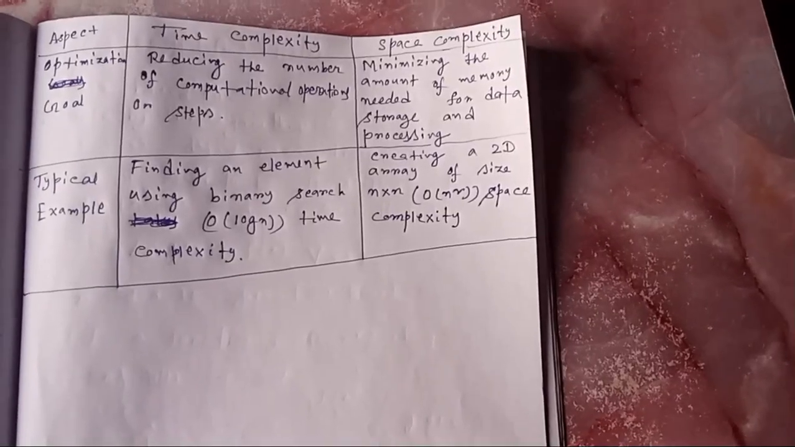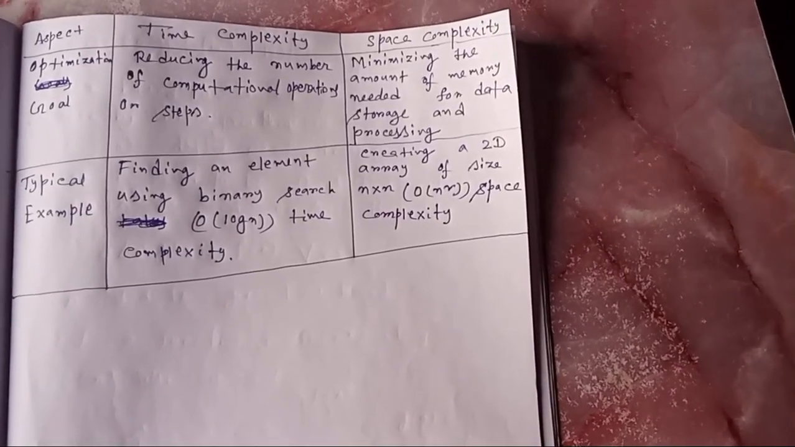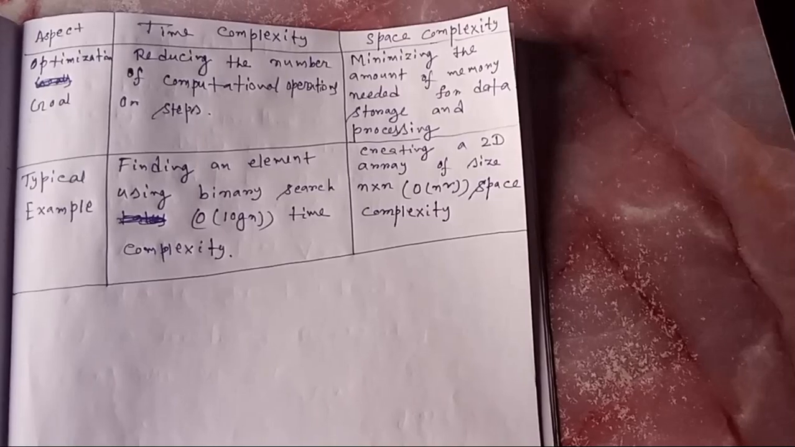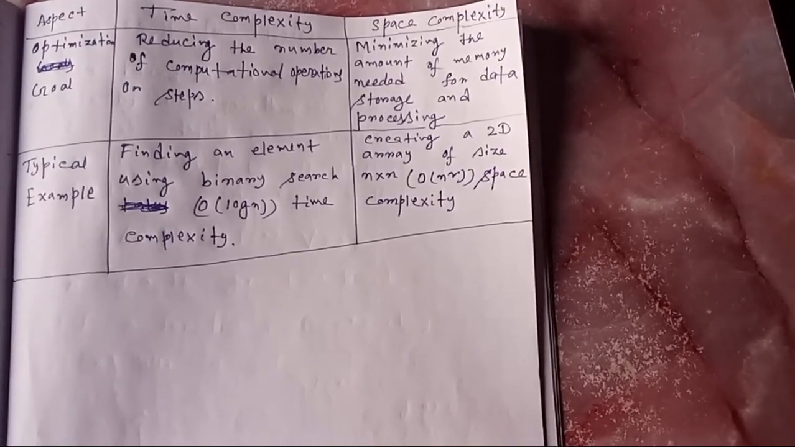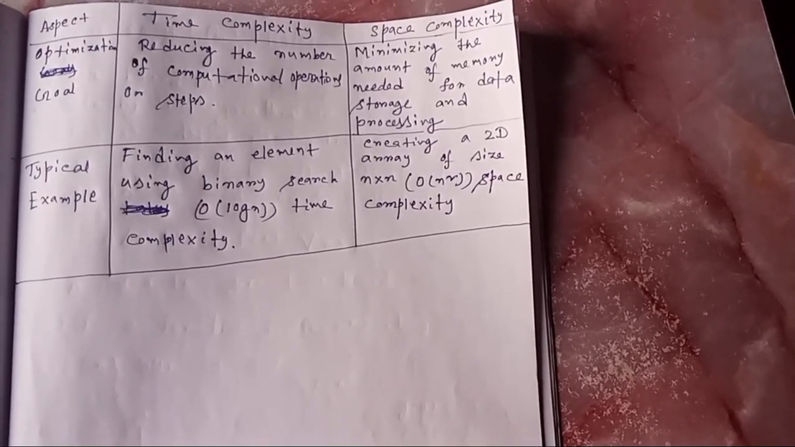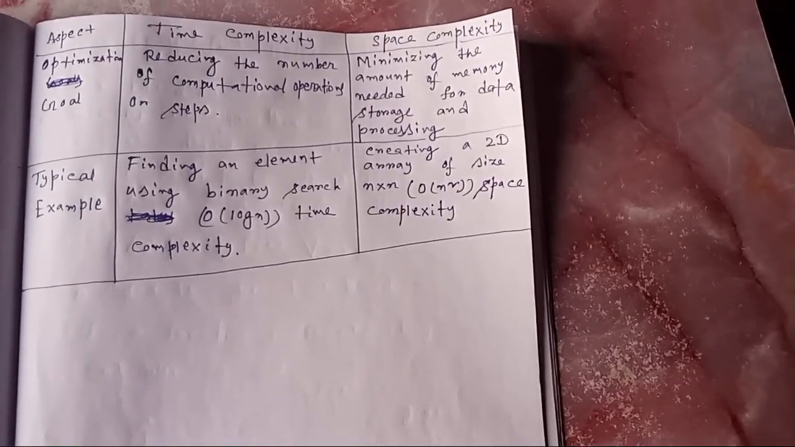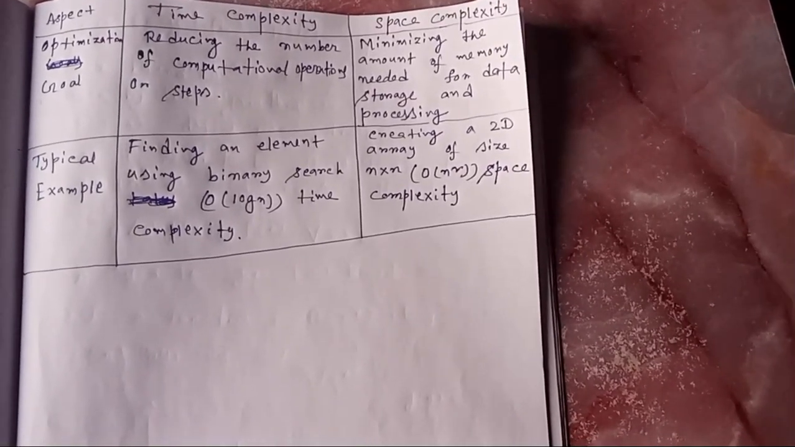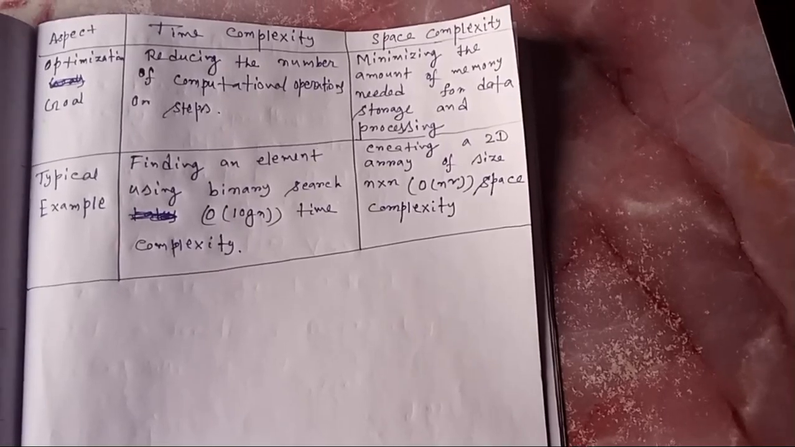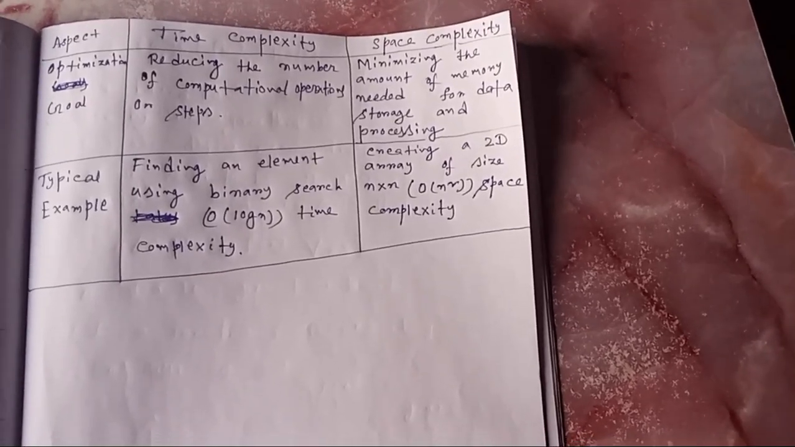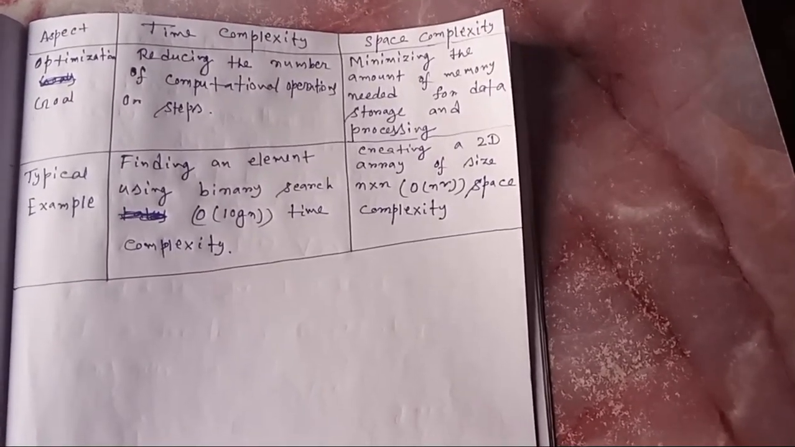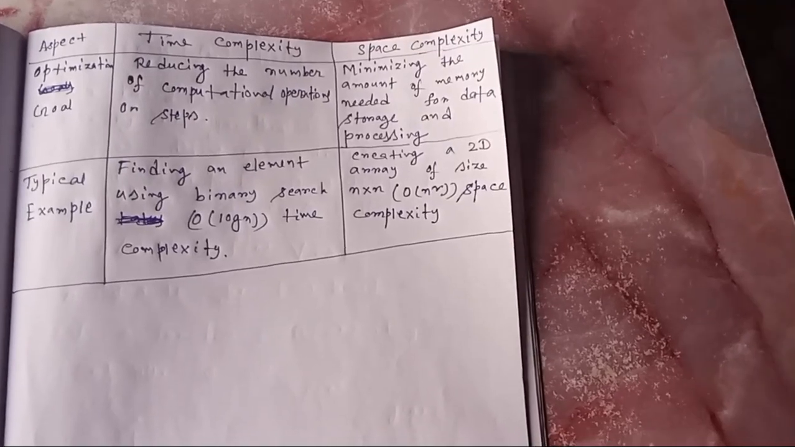Now, our next aspect is optimization goal. Optimization goal of time complexity is reducing the number of computational steps or computational operations. While the optimization goal of space complexity is to minimize the amount of memory or memory space needed for data storage and data processing. Now, typical example.